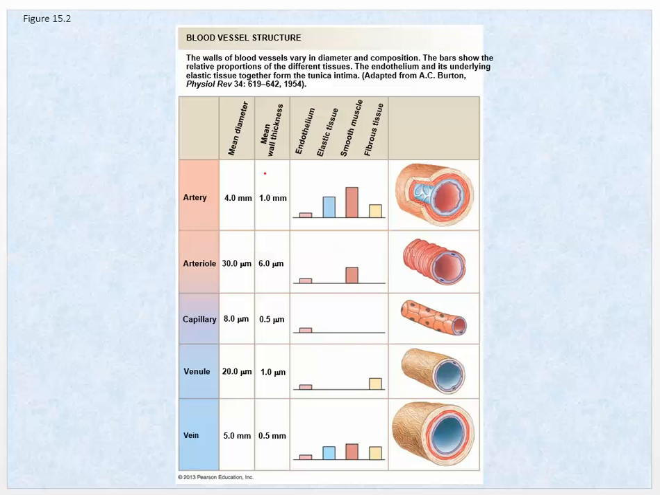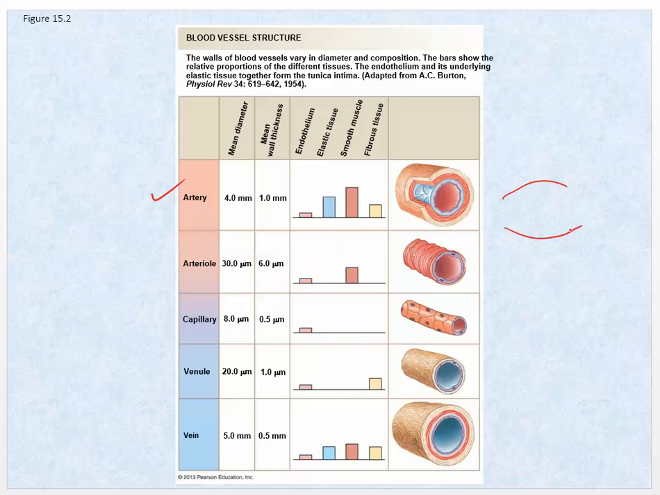Okay, so if we look at the different vessels, we have arteries, which are big. They're very large. They have a lot of elastic tissue. They have a lot of smooth muscle, so they can control blood flow to major areas by either tightening or loosening up to dilate. They also have a lot of fibrous tissue, so they're strong. But then you get to arterioles, and arterioles don't have a lot of elastic tissue.